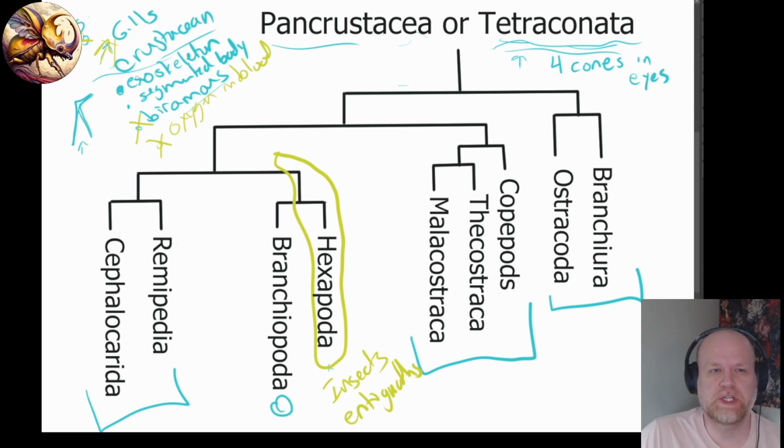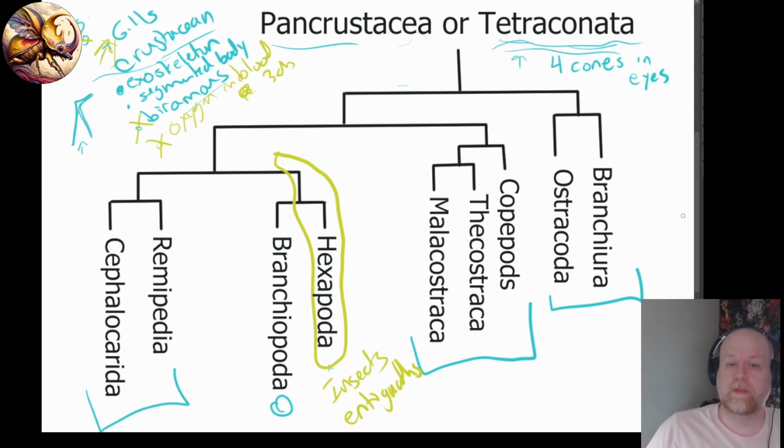And additionally, crustaceans may have many, many legs, multiple legs. Insects only have three sets of legs. So there is a difference there. So that is why crustacean is a kind of a weird term, because it does have this big hole in the middle of it where it doesn't apply to this group.